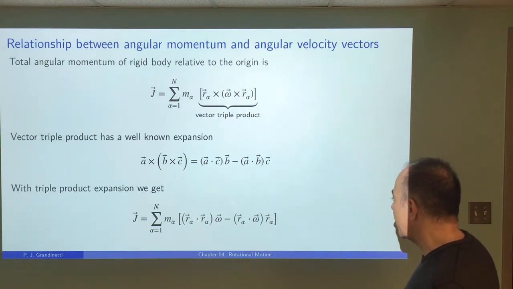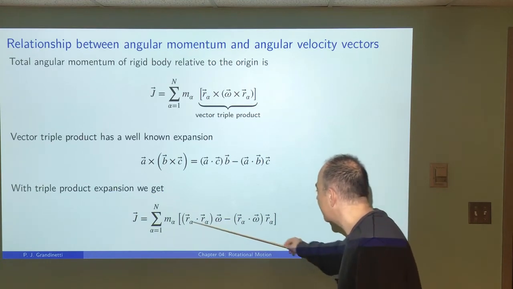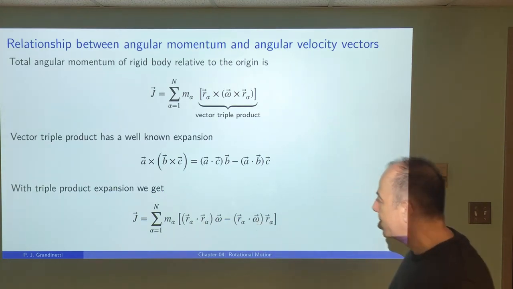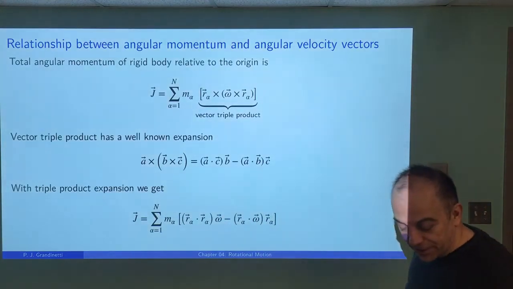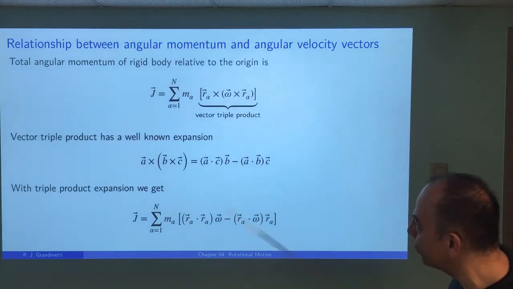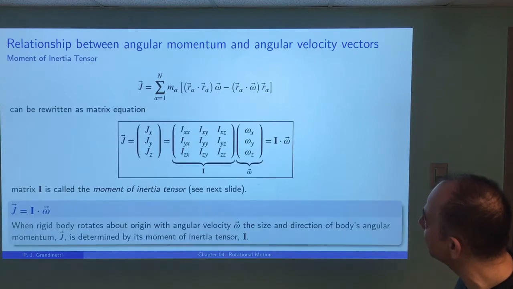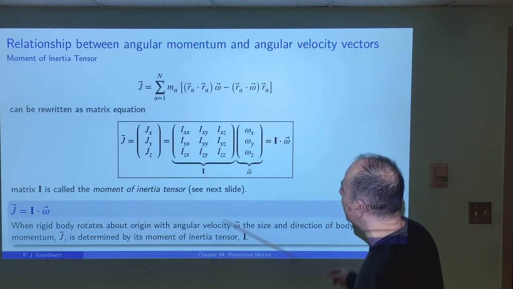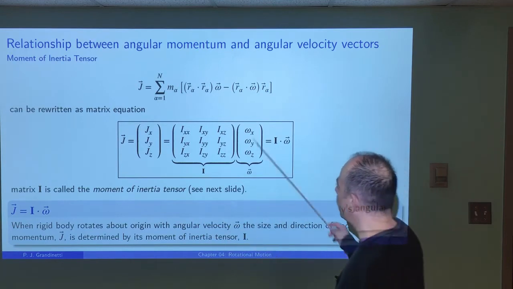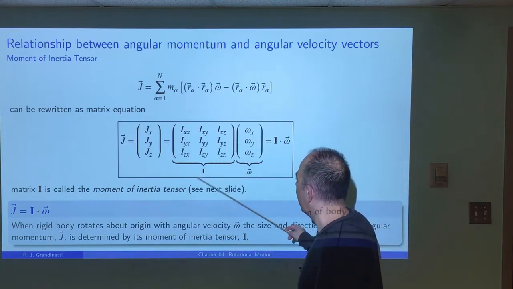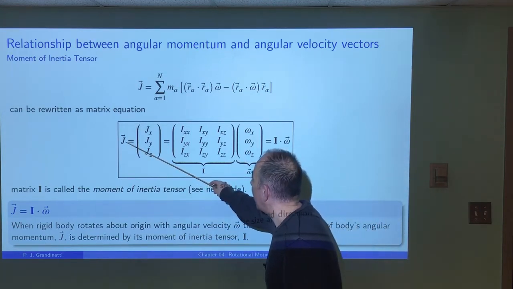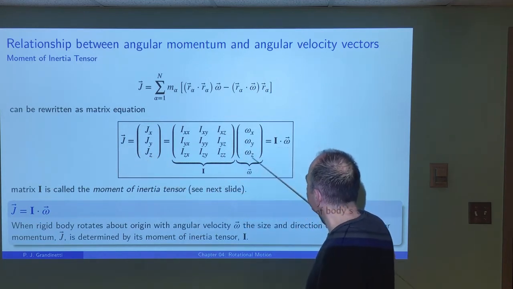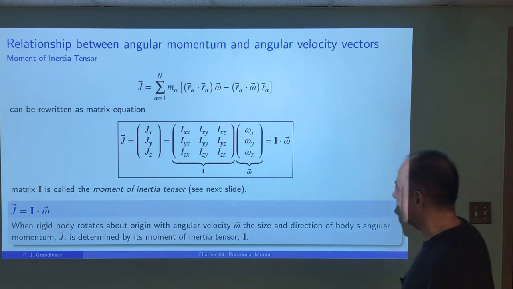Now, this doesn't seem like much of a simplification, but if you take this expression and expand it all the way out, you're going to get a lot of terms. I'm going to leave it for you if you like, or you can just trust me on this, but when you expand it out, you can show that it can be rewritten in the form where the angular momentum vector is equal to a matrix times the angular velocity vector.